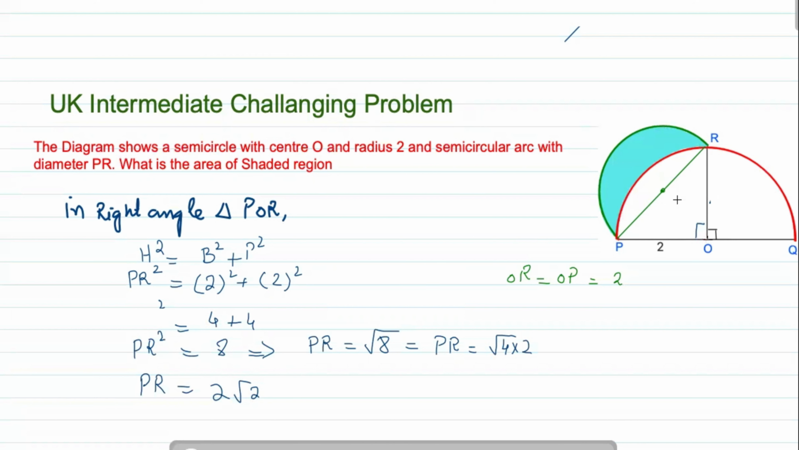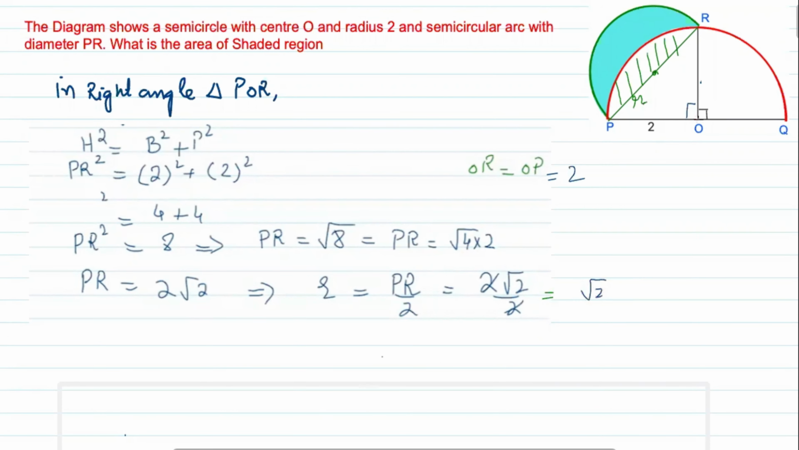Now we can find the radius of this semicircle having diameter PR. Suppose the radius we name it as small r. This radius will be equal to PR over 2 and that will be equal to 2 square root of 2 over 2, and therefore we can write it as square root of 2. Now the area of this shaded region will be equal to area of this semicircle minus area of this segment. This is the segment. You see here this segment.